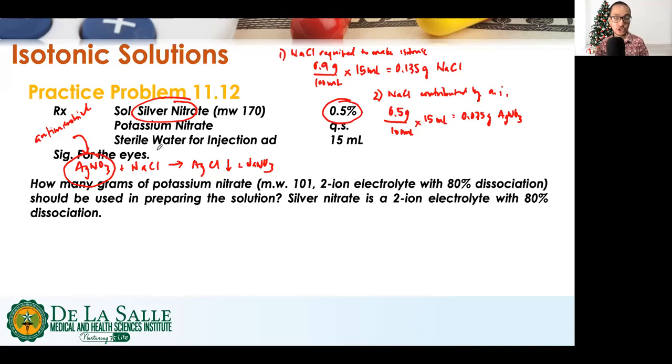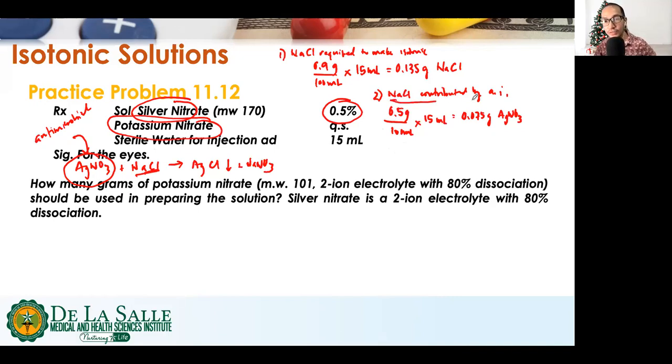And the usual antimicrobial eye drop is silver nitrate. Now, because it is an eye drop, the eye drop should be isotonic. You cannot use sodium chloride. That's why we use potassium nitrate instead. So this is the reason why we don't use sodium chloride as a tonicity adjusting agent in this case. Okay? But we are not yet done.